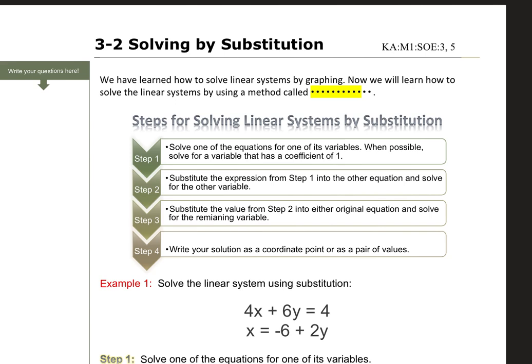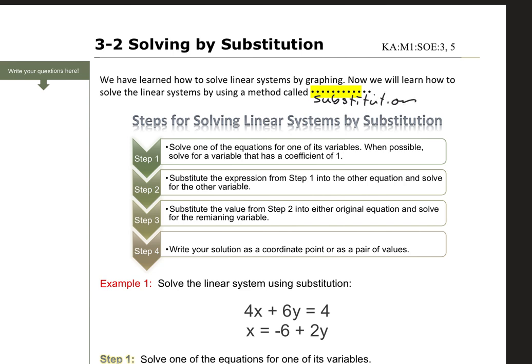All right, 3.2, solving by substitution. So we already learned how to solve linear systems by graphing. So we know it's the intersection point of two lines. But now we'll learn how to solve linear systems by a method called, and I don't really have space to write it, but substitution.